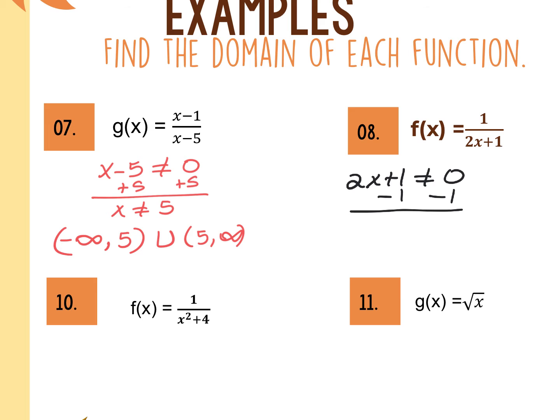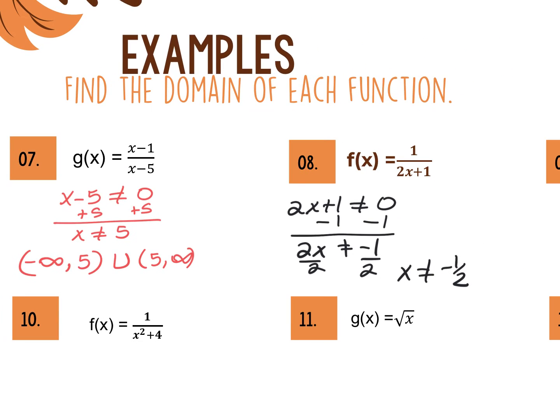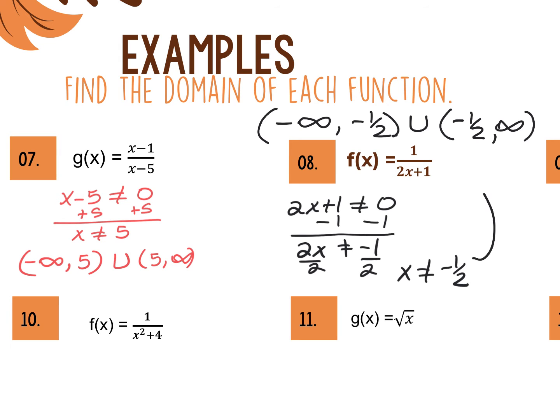Subtract 1. 2x is not equal to negative 1. Divide by 2. And x cannot equal negative 1/2. So again, in interval notation, it's going to go from negative infinity up to the negative 1/2, jump over it, start up again, and go to infinity. So it's all real numbers except when x equals negative 1/2.